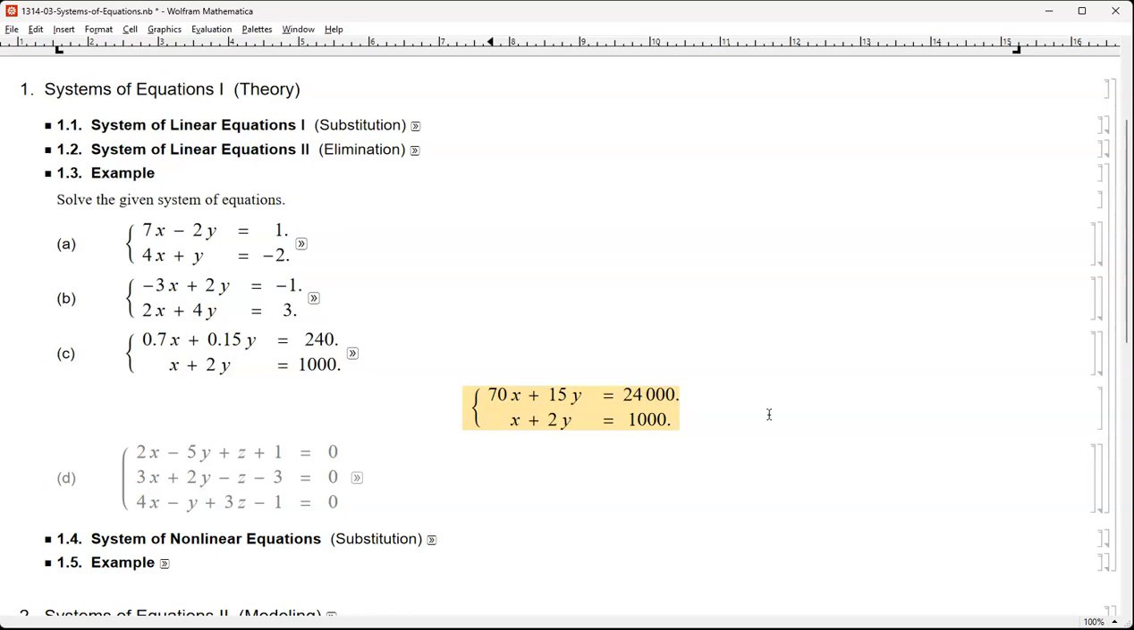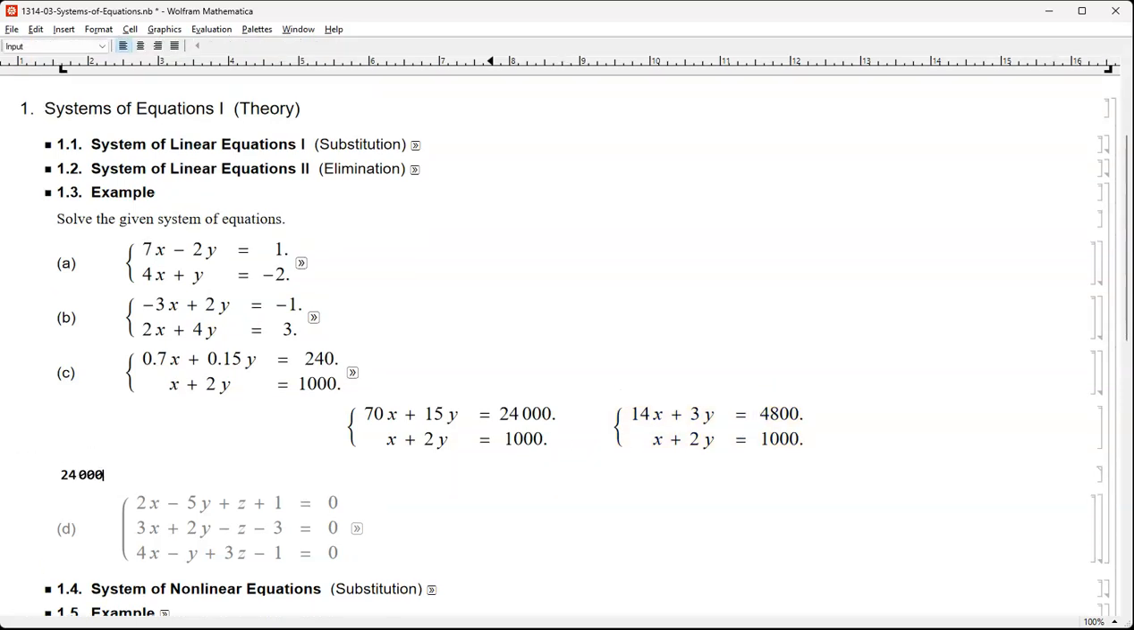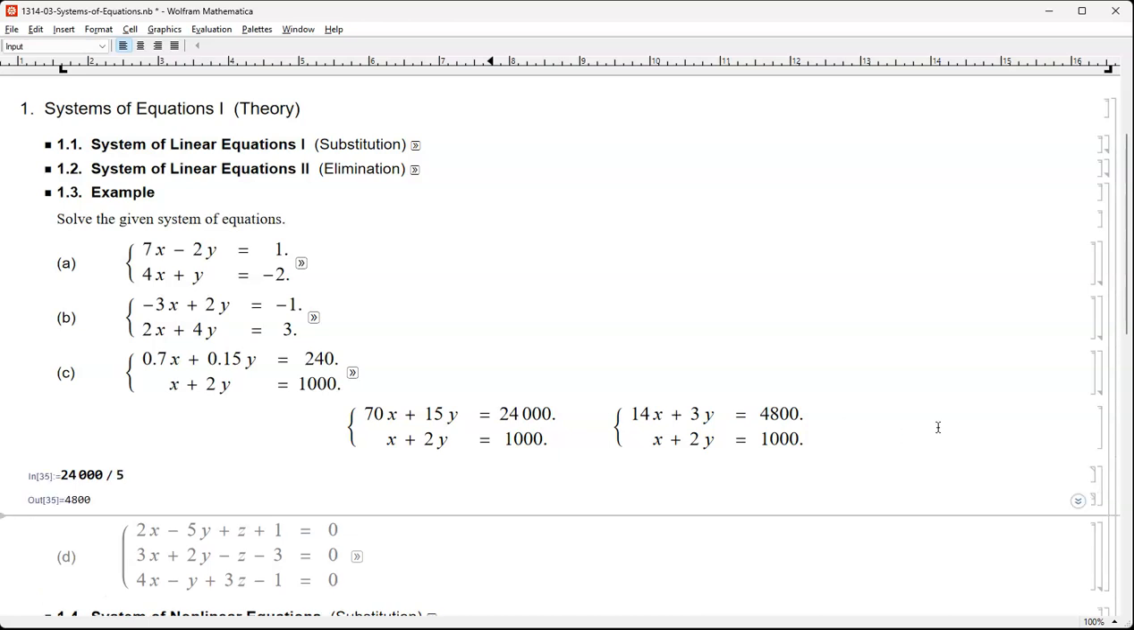I'm still not completely satisfied. Looks like I can simplify this better. Divide each by 5. So divide by 5, 70 divided by 5 is 14. Divide by 5, I get 3. And divide by 5, what do you get? Multiply 2 and divide it by 10. So this is 48, and remove 1 zero here. I'm pretty sure I did it right. Yes, I did it right.